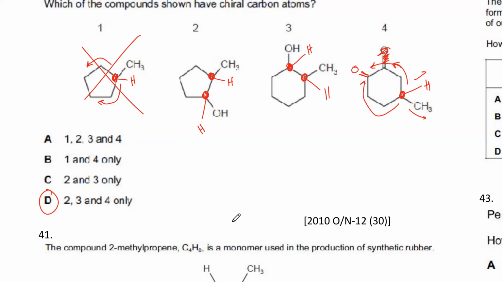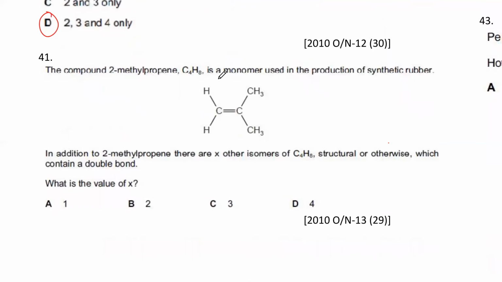Thank you. Now this one is 2-methylpropene, C4H8. He's saying in addition to 2-methylpropene, there are X other isomers, structural or otherwise. So he's talking about all of them, stereoisomers too. What is the value of X? So in addition to this, there are X other, so you're not going to count this one.